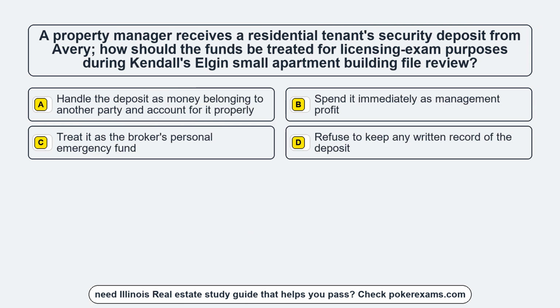Question 5. A property manager receives a residential tenant's security deposit from Avery. How should the funds be treated for licensing-exam purposes during Kendall's Elgin small apartment building file review? Option A. Handle the deposit as money belonging to another party and account for it properly. Option B. Spend it immediately as management profit. Option C. Treat it as the broker's personal emergency fund. Option D. Refuse to keep any written record of the deposit.